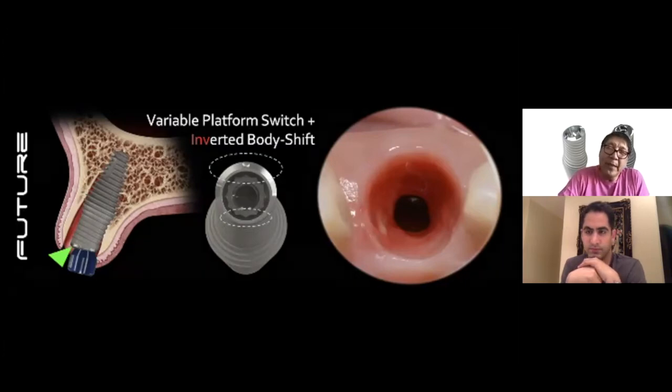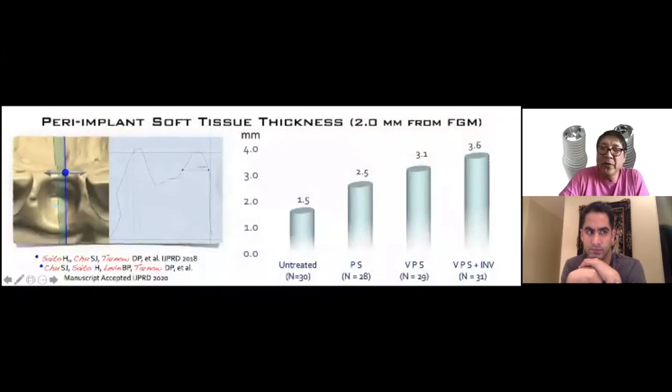And this is an ongoing study we now have. We've looked at what is the peri-implant soft tissue thickness if you just extract the tooth and you do nothing. You just place an implant. And the peri-implant soft tissue measured 2 millimeters from the free gingival margin is about 1.5 millimeters in thickness. Platform switching with grafting does enhance the soft tissue thickness, but variable platform switching with grafting is better than platform switching by itself. So the coaxial does enhance that even further. And we're also finding that variable platform switching with this inverted body shift or inverta shape enhances it even more.